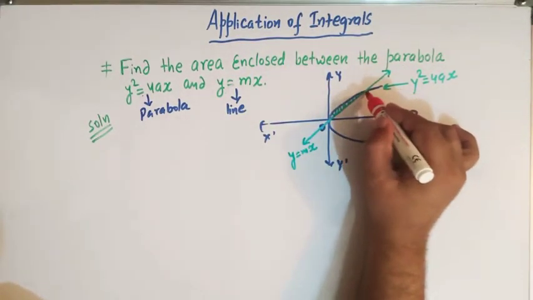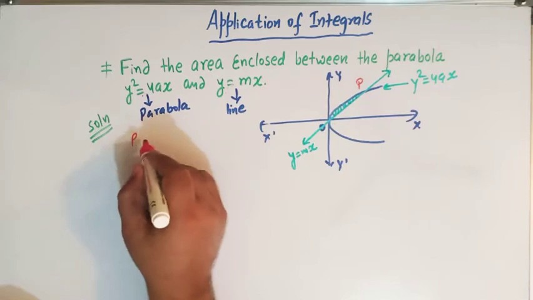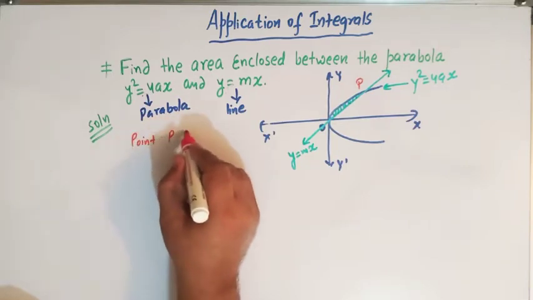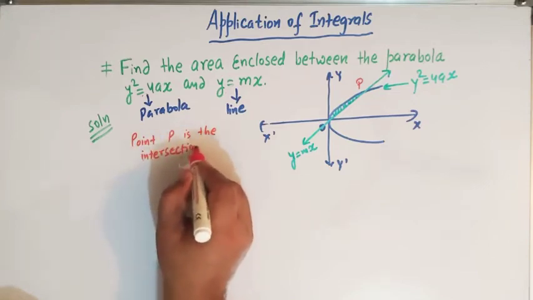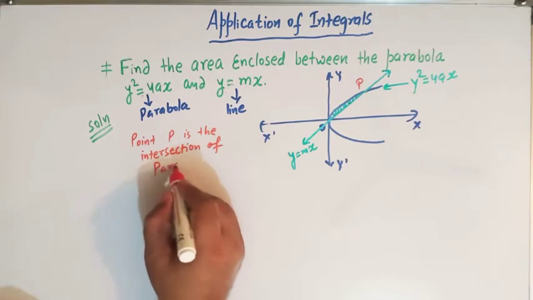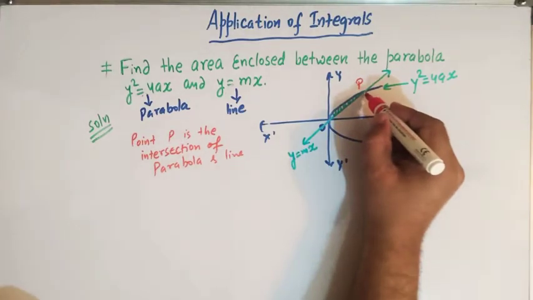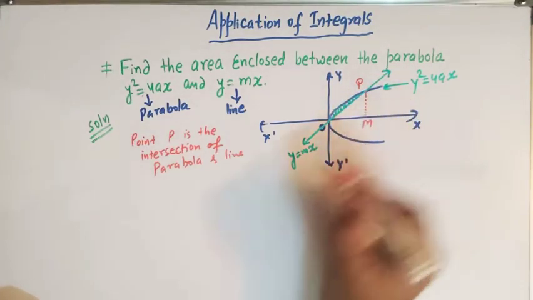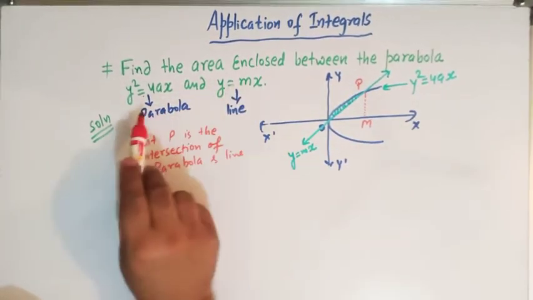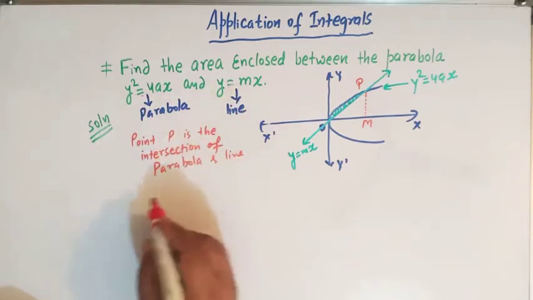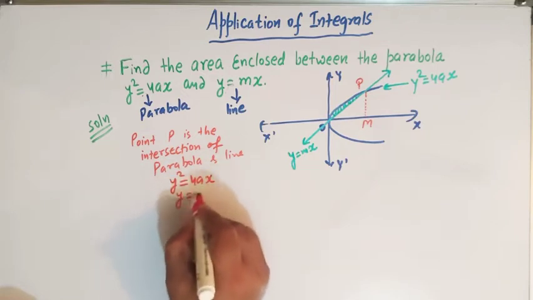from here, say this is point P. This point P is the intersection of parabola and line, right? And from here we draw a perpendicular, say this is point M, and in order to find the point of intersection of these two curves, we will solve these two curves. So we have y square equal to 4ax and y is equal to mx.